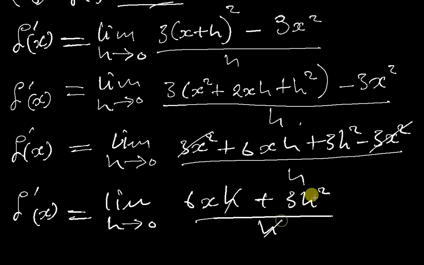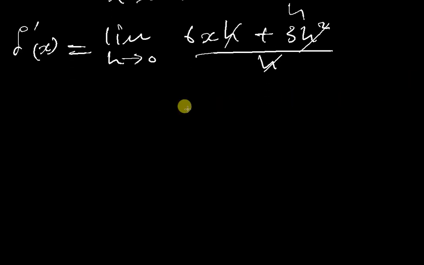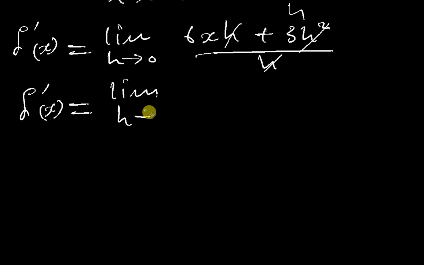So this h and that h and one h there will cancel. So we just remain with f prime of x is equal to the limit of h, as h approaches 0, of 6x plus 3h. This is what we're going to have. So what this means is that while there's h, we're going to put 0.